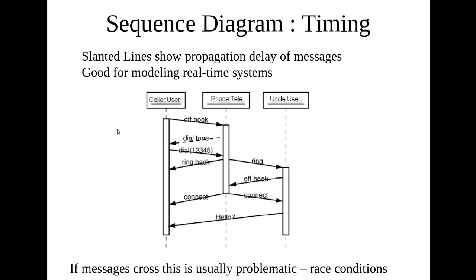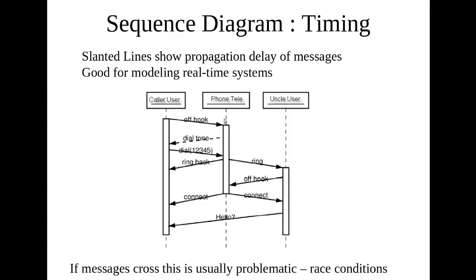Suppose what is happening here, the line is slanted, you can see. Slanted means it starts from the first object, but it takes some time to reach this particular object. So this time also you can show it here in the diagram.